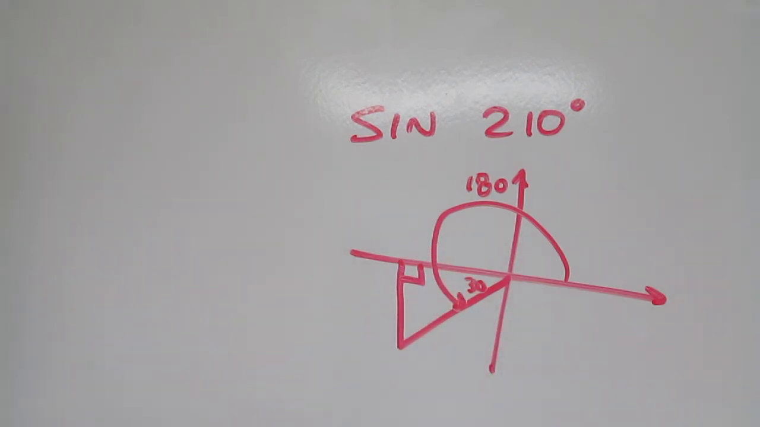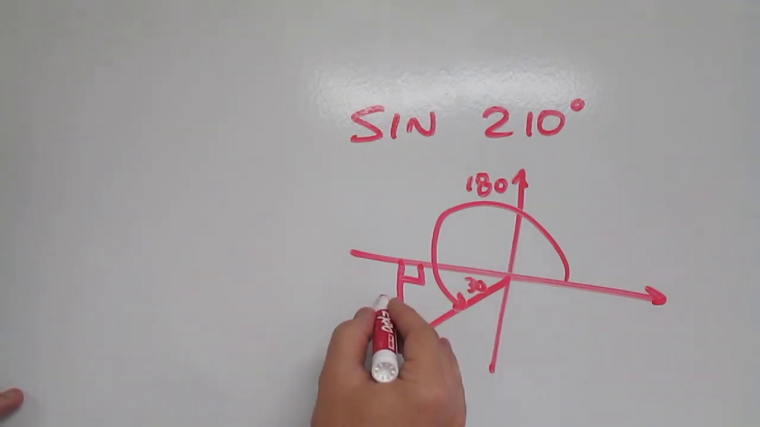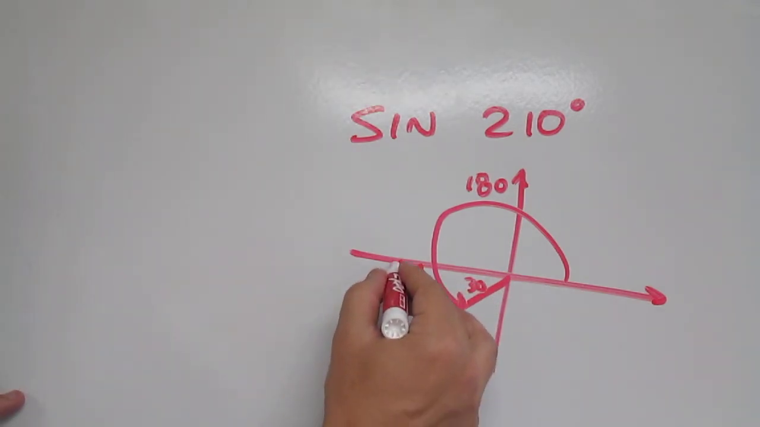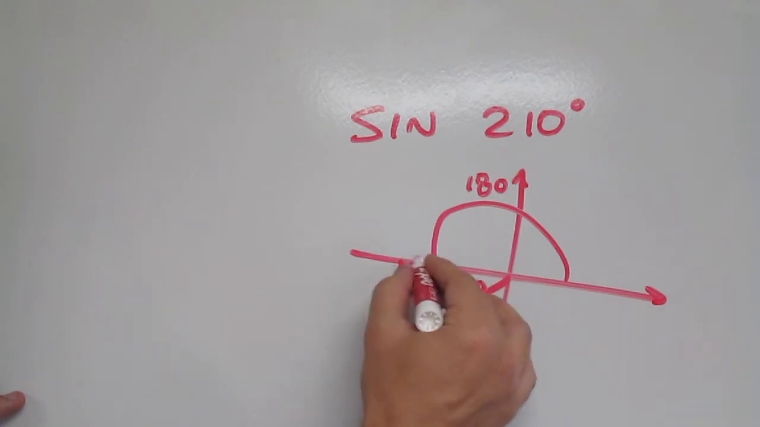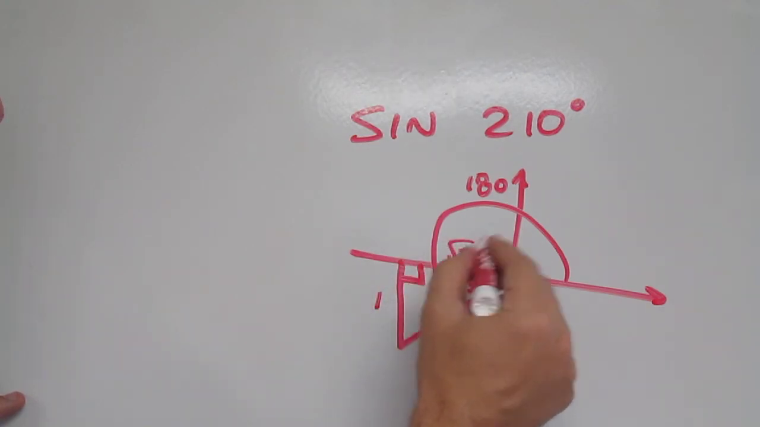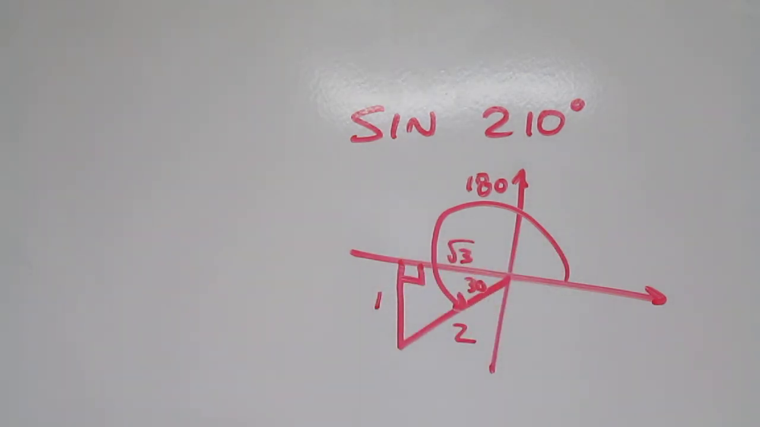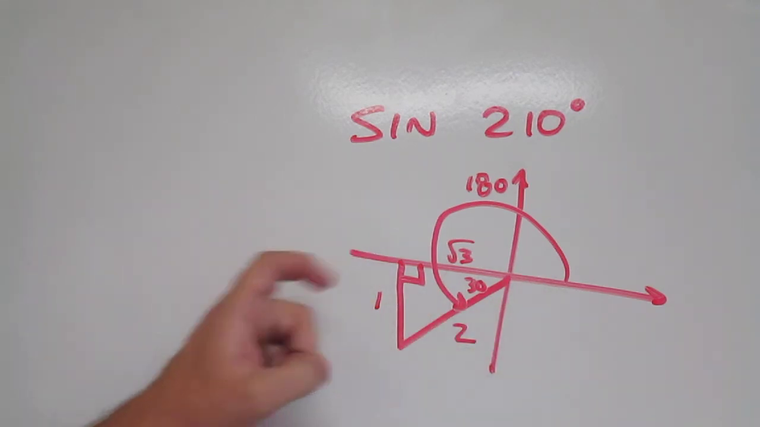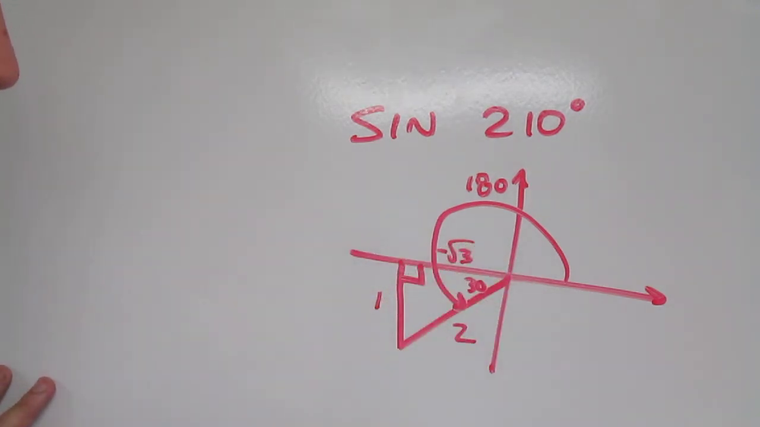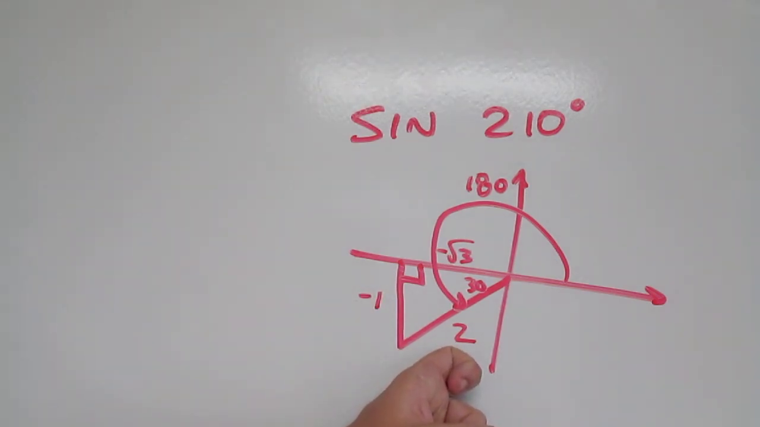Now I know from doing a 30, 60, 90 triangle that across from the 30 goes a 1, across from the 90 is a 2, and across from the 60 basically would be square root of 3. But I need to adjust some things, okay? Since I'm to the left, the square root of 3 should be negative. Since I'm down, the 1 should be negative. The hypotenuse will never be negative. It'll always have a positive value, okay?